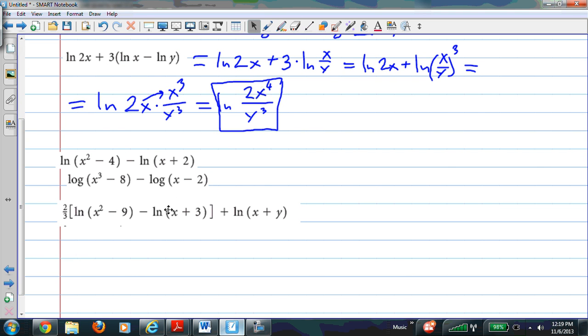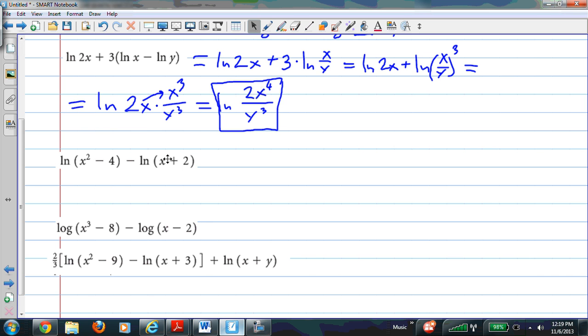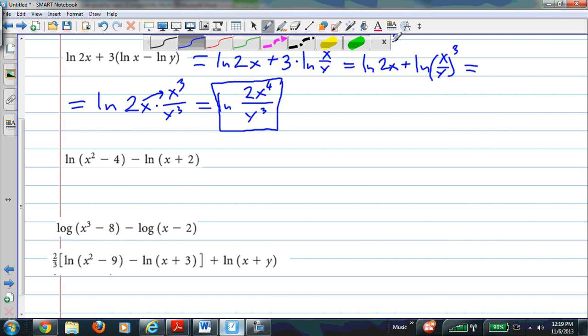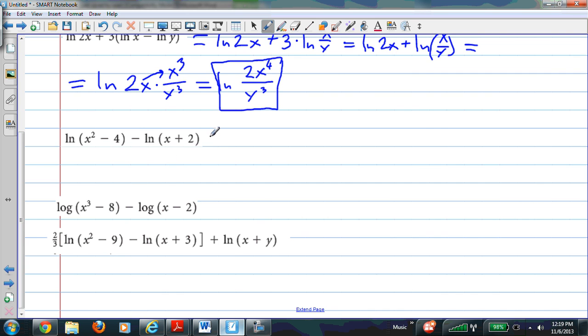All right, good. I hope that's making sense. Again, we'll need these skills in order to solve equations. It's very important for us to be able to take several logs and put it into one. It will make our equations go a lot smoother.